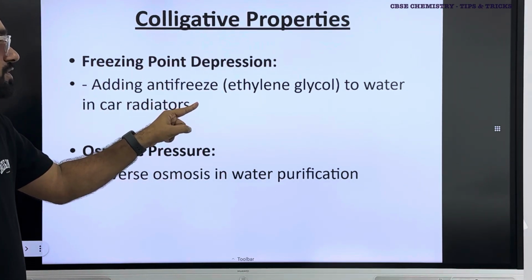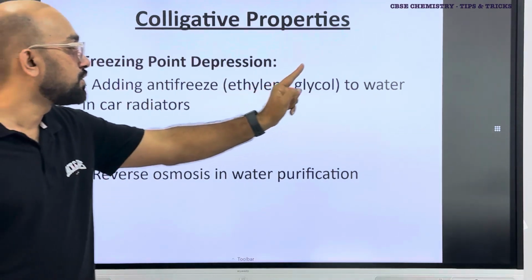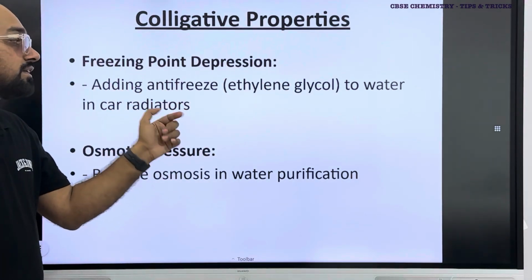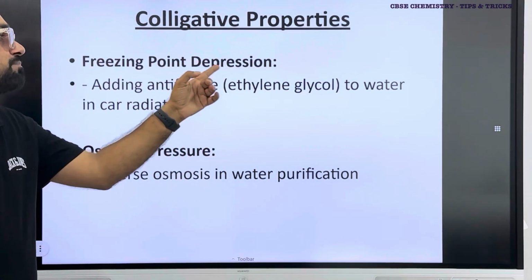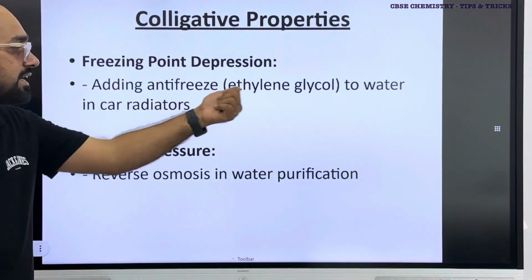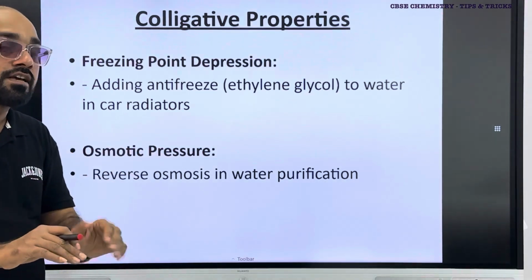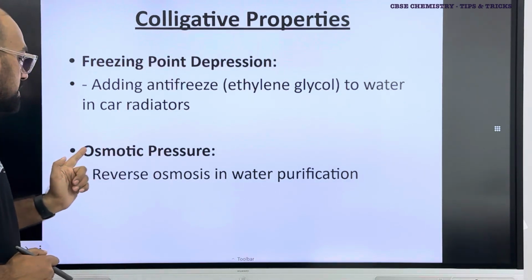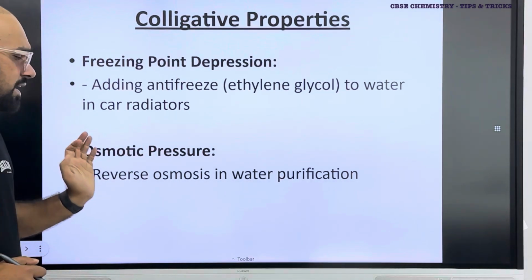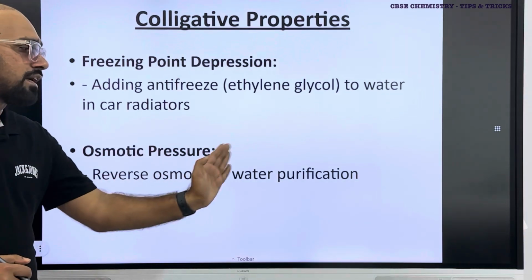Adding antifreeze to water in a car radiator. It's an example for what? Depression of freezing point. When you add ethylene glycol to water, the freezing point of the water decreases. Very important application mentioned in your textbook. Now osmotic pressure, and its application is reverse osmosis in water purification.